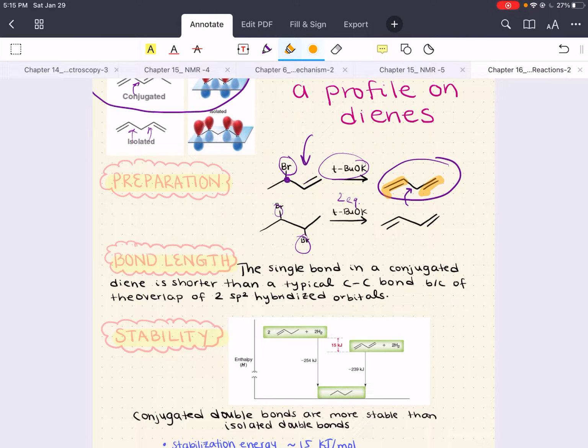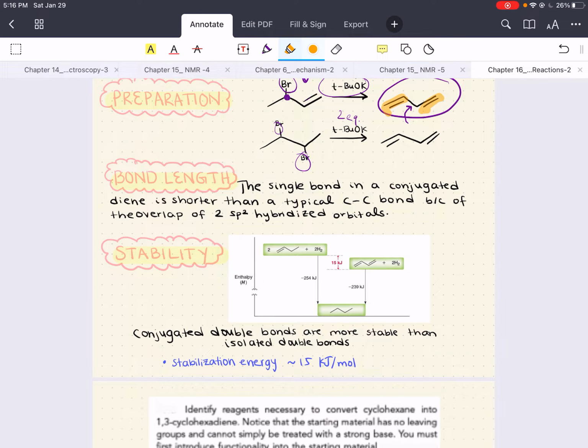The carbon single bond of a conjugated diene is formed from the overlap of two sp2 hybridized orbitals, while the carbon single bond in a normal molecule, say ethane, is formed from the overlap of two sp3 hybridized orbitals. Now, the more detailed explanation actually stems from molecular orbital theory, and we're going to get to that in a second.